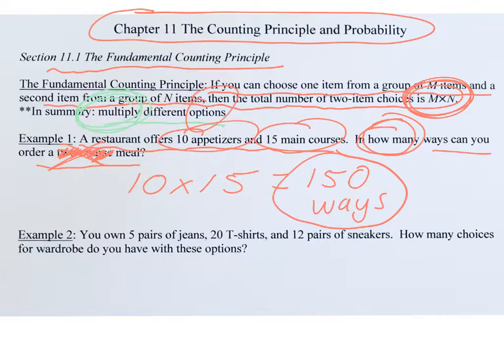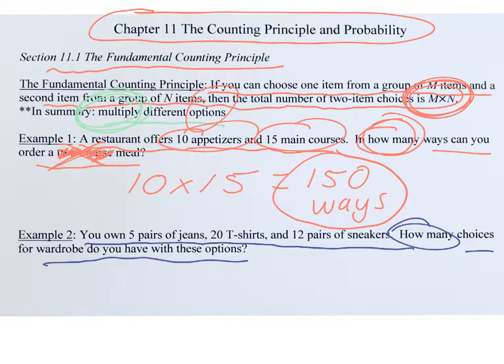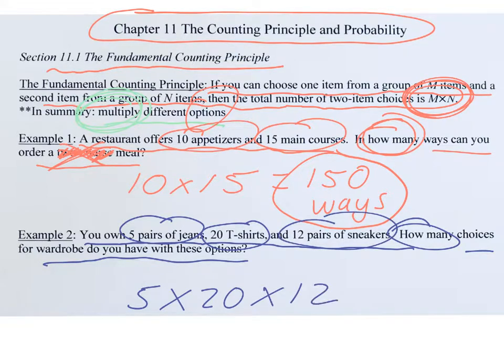So now example 2, we switch up from food to clothing. It says you own 5 pairs of jeans, 20 t-shirts, and 12 pairs of sneakers. And then again we see the phrase, how many? How many choices for wardrobe do you have with these options? So again, the theme is multiply all the total options. So we have 5 pairs of jeans times 20 t-shirts times 12 pairs of sneakers.